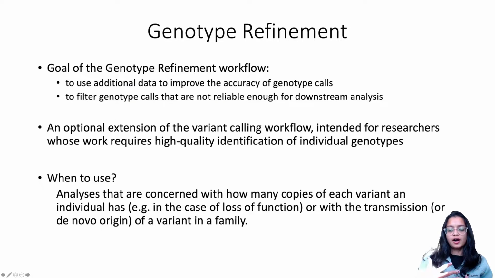An optional step here before we annotate the variants is performing genotype refinement, and the goal of this step is to use additional data to improve the accuracy of genotype calls and filter calls that are not reliable for downstream analysis. This additional workflow, like the variant calling workflow step, is intended for researchers whose work is highly reliant on identification of individual genotypes, and it is more suitable for analyses that are concerned with how many copies of each variant an individual has, or with the transmission of a variant in a family.